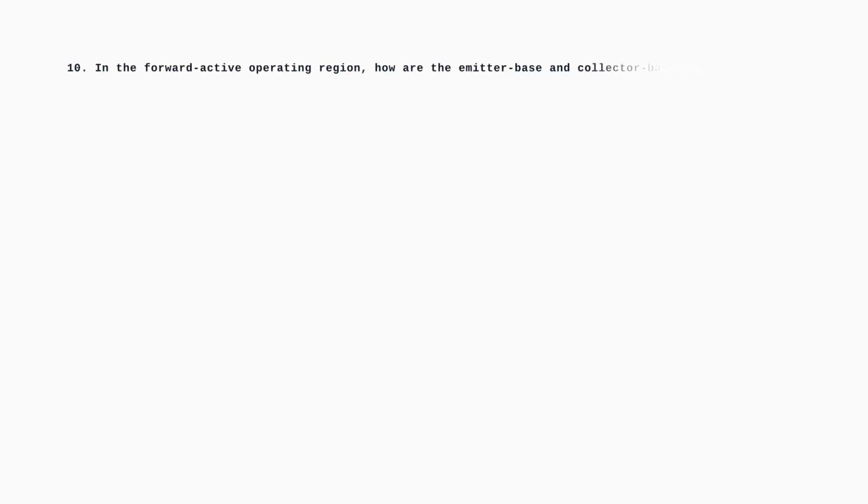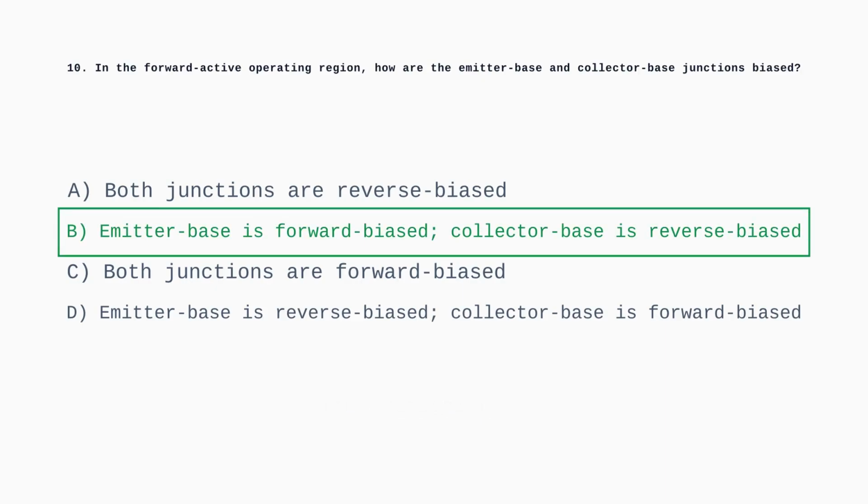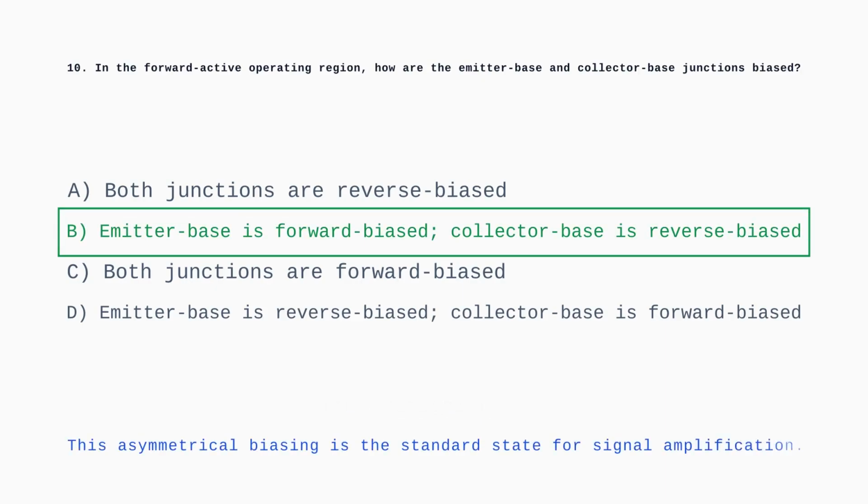Question 10. In the forward active operating region, how are the emitter-base and collector-base junctions biased? To amplify signals, a BJT must have its emitter-base junction forward biased to inject carriers, and its collector-base junction reverse biased to collect them.